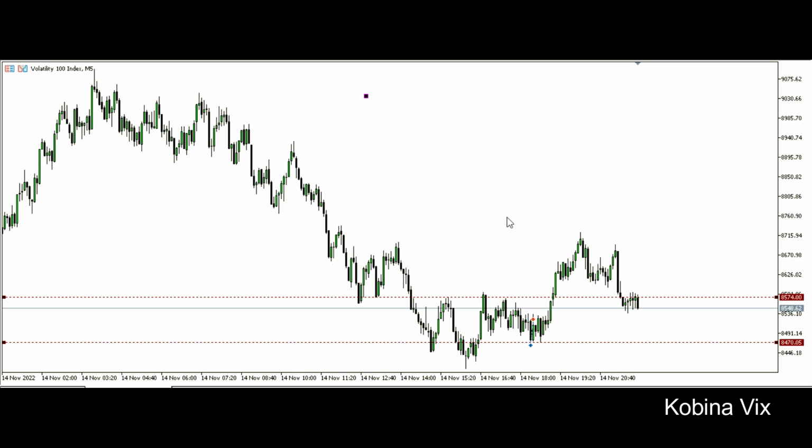Volatility index, especially synthetic index. Some of you say that these synthetic indices are fear barometers, and they are not. I'll take my time and explain very well.